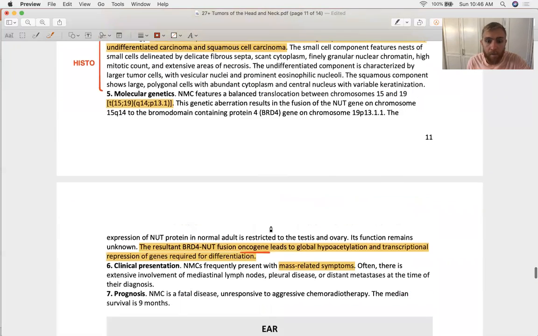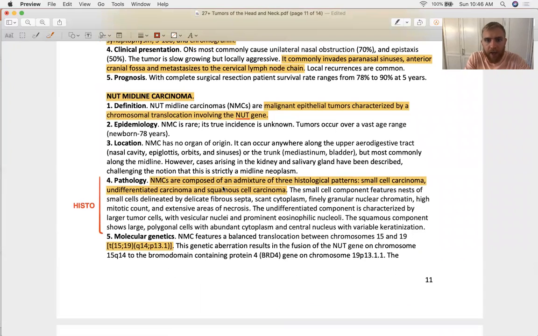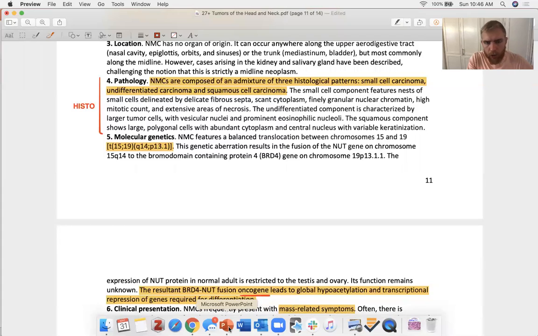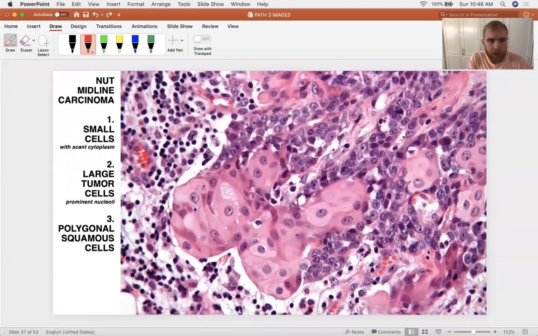They are fatal, really bad prognosis. They tend to be midline, again, nasal cavity, epiglottis, mediastinum, bladder, most commonly. And they've got this bad histology. We'll take a look at it here, in which you see a lot of small cells with scant cytoplasm.